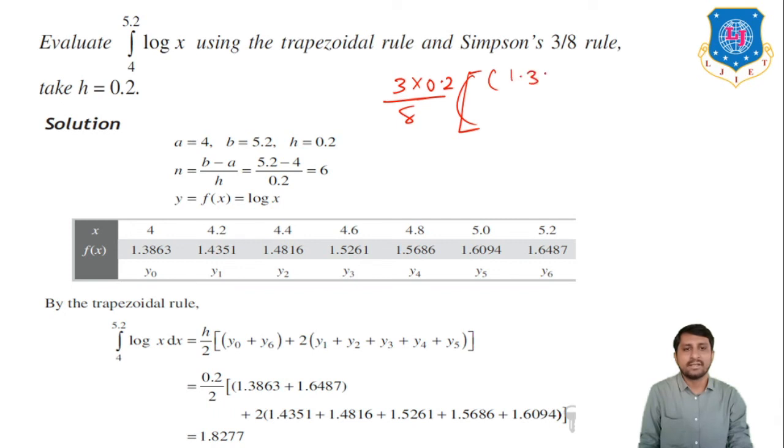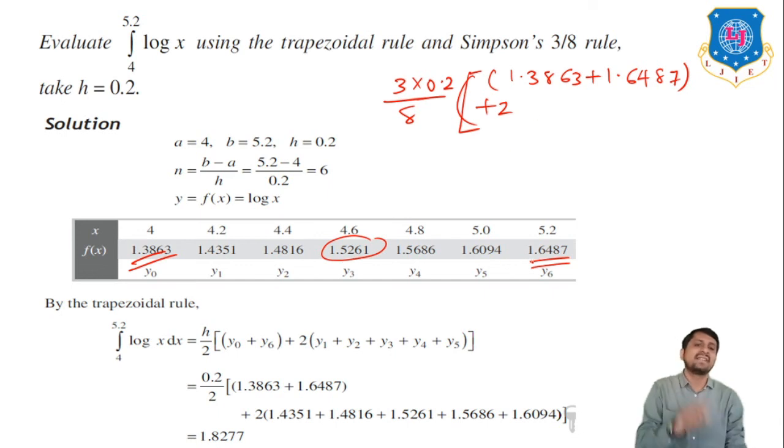So 1.3863 plus 1.6487. So this entry and this entry, the first and last entries we use. Plus 2 into y3, y6 and so on. So y3 is what? This is your y3. So plus 2 into y3, y6. But y6 we already used the first time, once, so now we cannot use it. So 2 into just 1.5261, and plus 3 into all other entries.